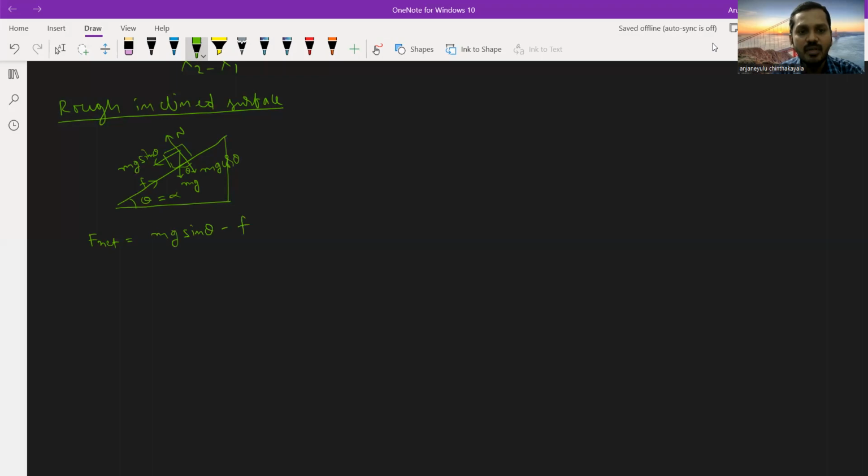But F net is nothing but mass into acceleration, ma, so ma is equal to mg sin theta minus the frictional force F, which is equal to mu into N. But here the block overcomes static friction, so the coefficient of kinetic friction acts here. From the diagram, the normal force N is balanced by mg cos theta. So N is equal to mg cos theta.